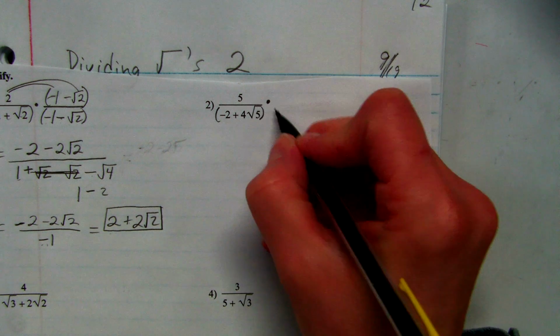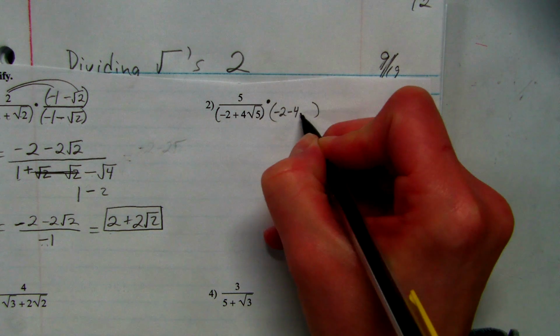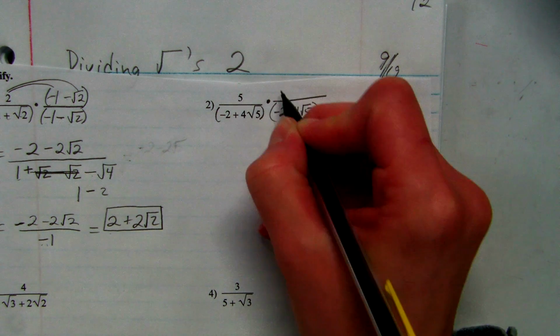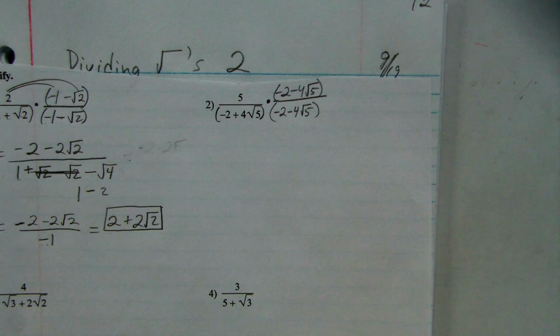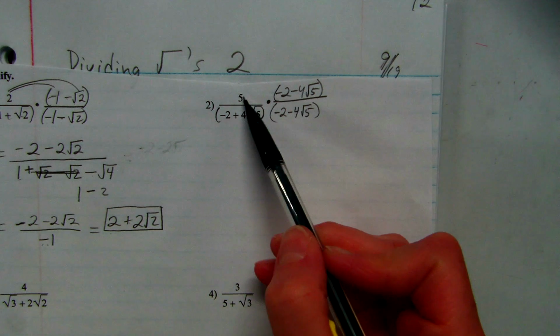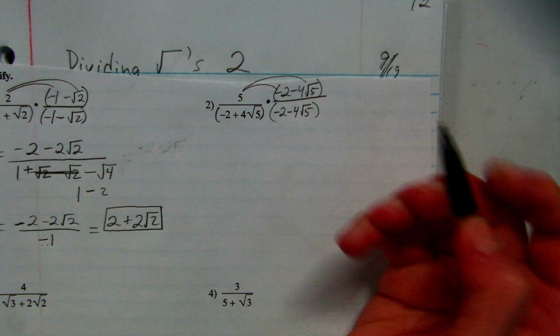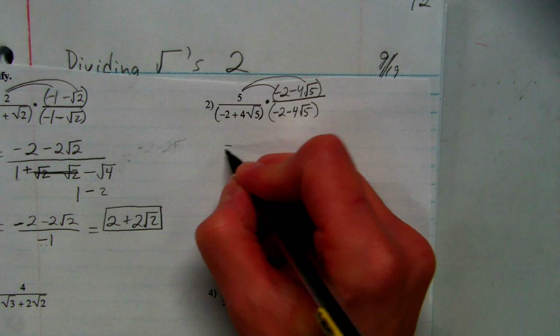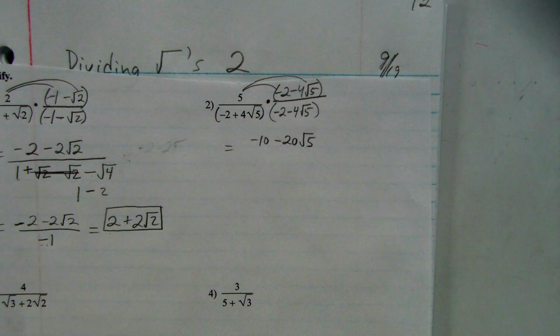So the conjugate for this next one, I will have negative 2 minus 4 radical 5, and I multiply that on the top and the bottom. So since there's just one number here, 5, I would distribute that to both of these. So that gives me negative 10 minus 20 radical 5.